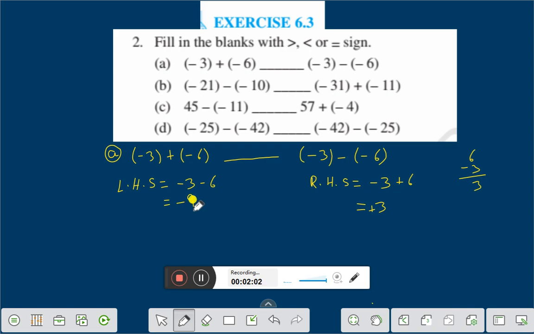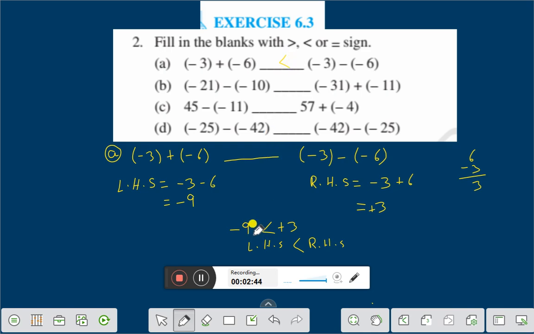Now you see left hand side is minus 9 and right hand side is plus 3, and plus is greater, therefore you can say that plus 3 is greater than minus 9, or you can say minus 9 is less than plus 3, right? Therefore the answer will be, that is left hand side is less than right hand side, right? Therefore we can write here that this is less than, right?